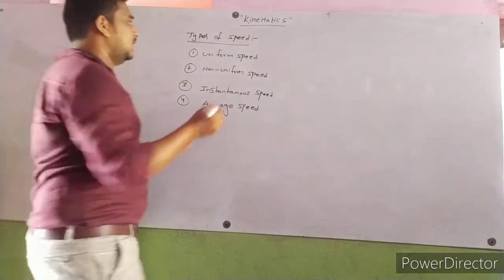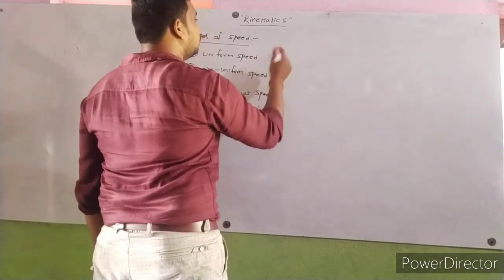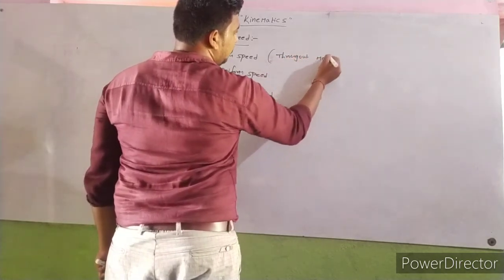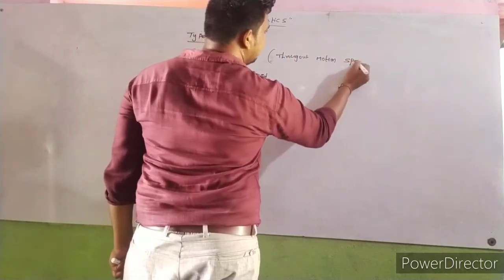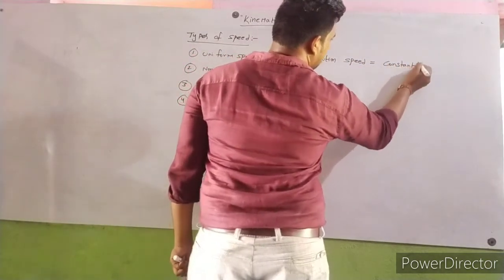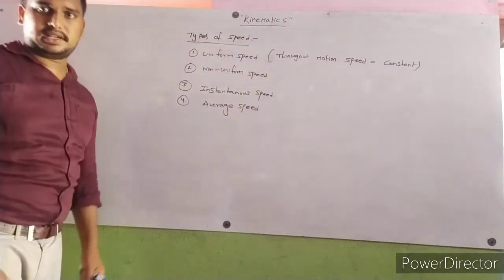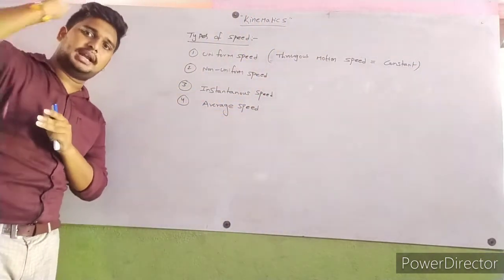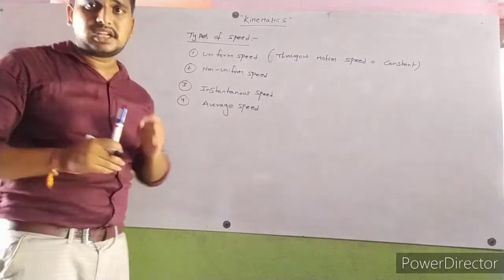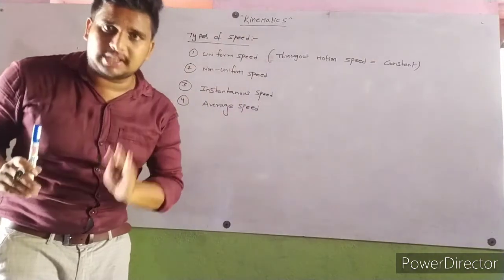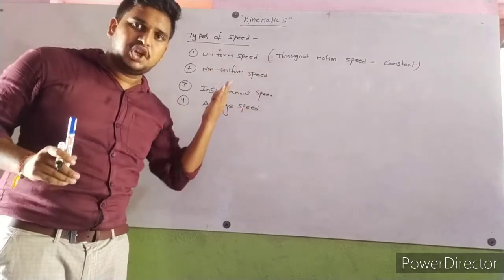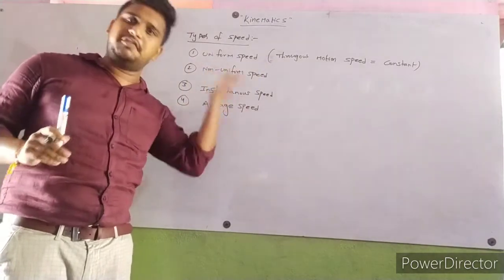Uniform speed means throughout the motion speed is constant. If I am moving from Chennai to Hyderabad traveling in a car, and throughout the motion I maintain 50 kilometers per hour speed, then that motion is called uniform motion, and that speed is called uniform speed.